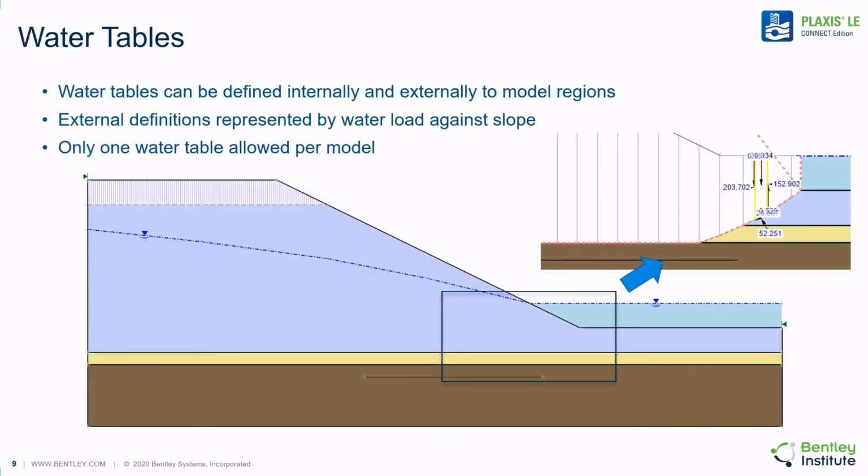The software allows water tables to be defined both internally and externally to model regions. If the water table line goes outside of the defined regions, then the water load is represented as a load against the slope equivalent to the water head load. Only one water table is allowed per model.